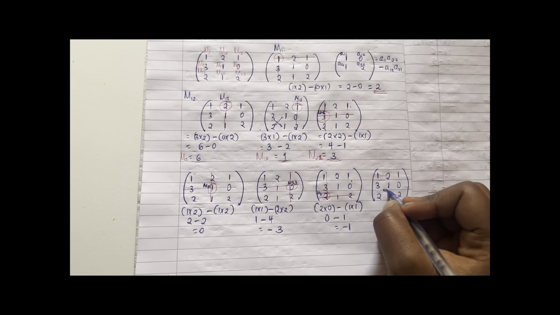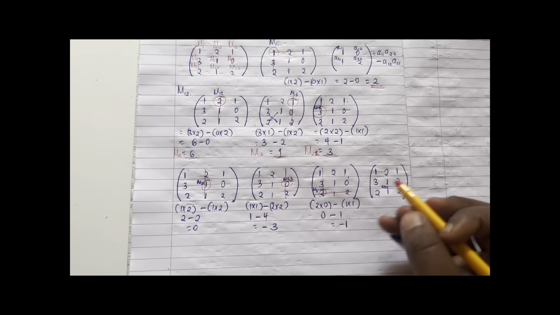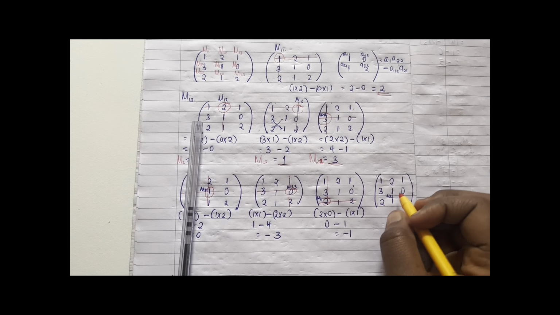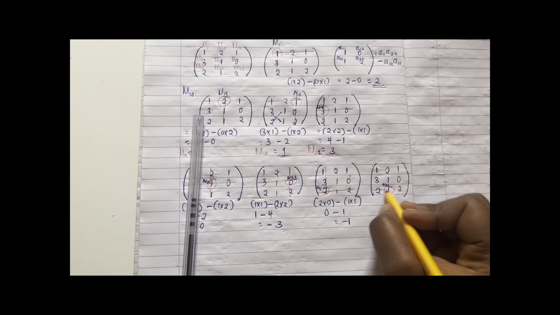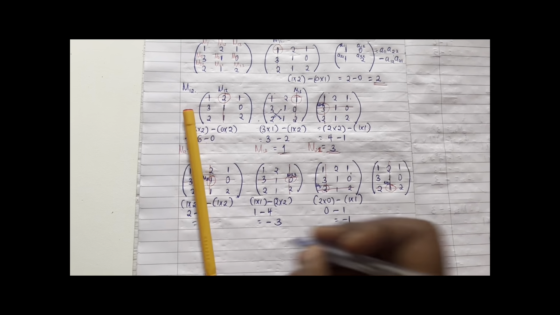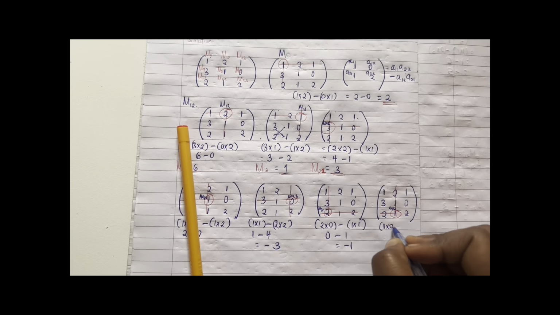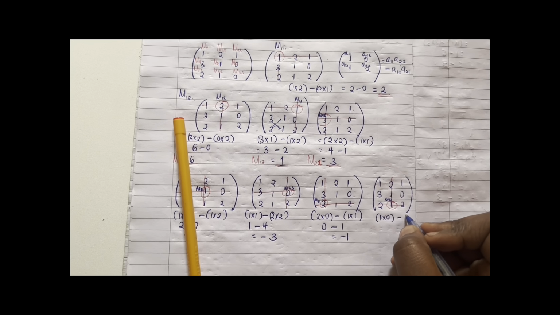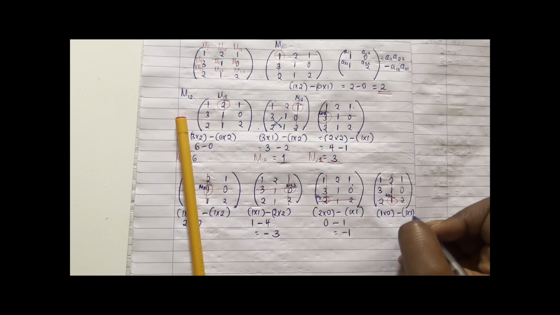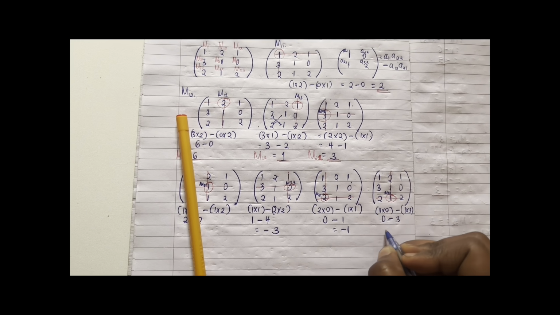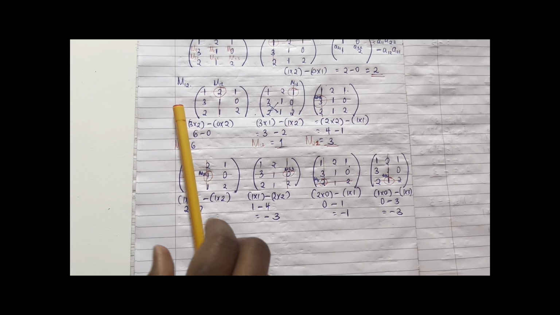So for M32, we cancel each row and column. Then I will calculate 1 times 0 minus 1 times 3. We'll have 1 times 0 is 0 minus 3. We have negative 3 as M32.